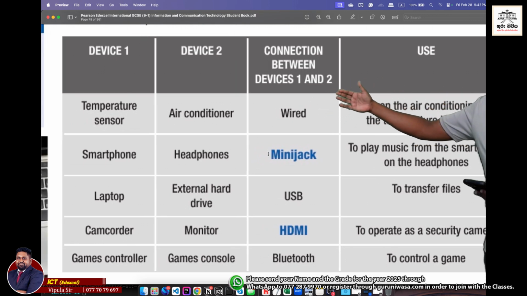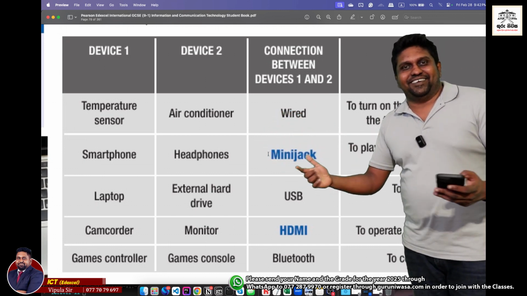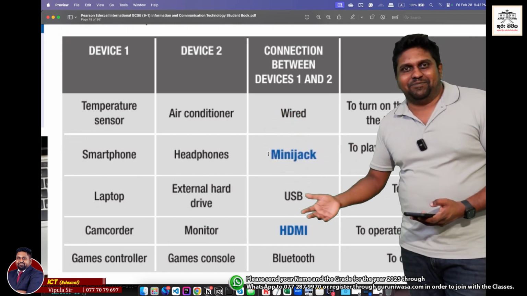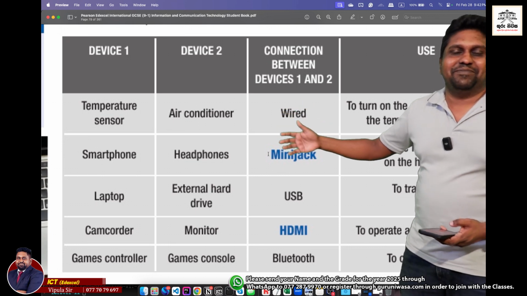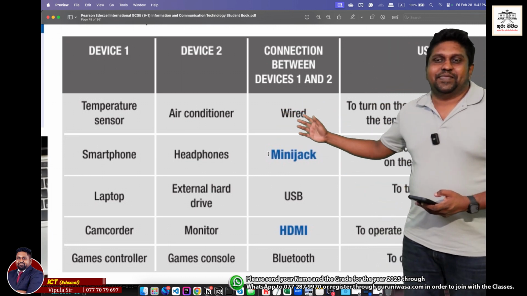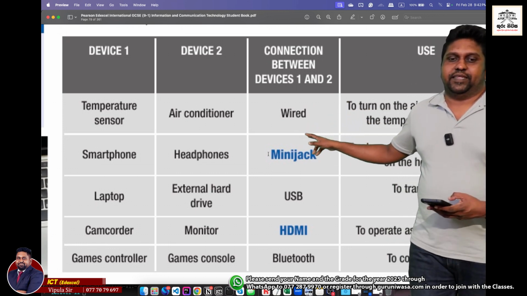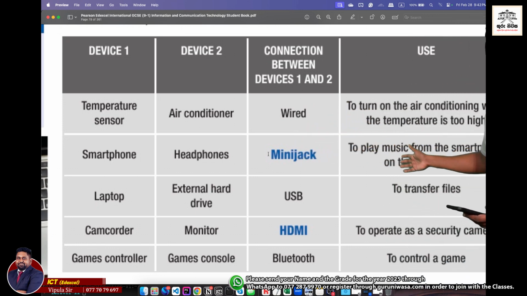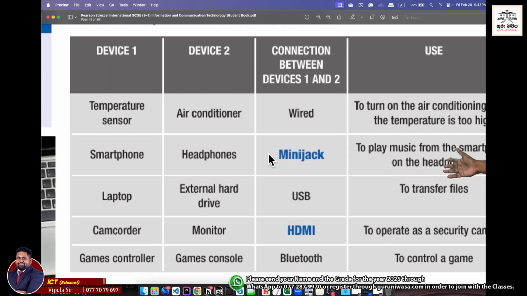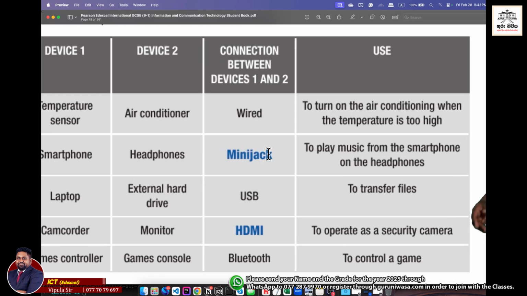And then we have smartphones and headphone jacks. But sadly, nowadays most of the fast phones do not have a headphone jack. But if yours has one, then yes, you know that it is going to be a mini jack, not the full size jack. What it does is it will basically play music which is stored on your smartphone, and it will allow you to play it on your device.